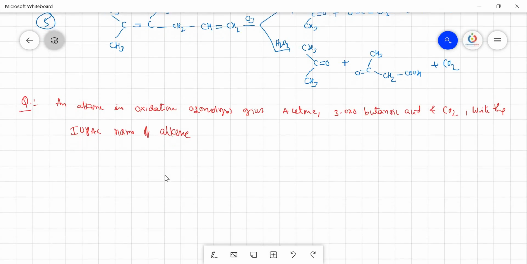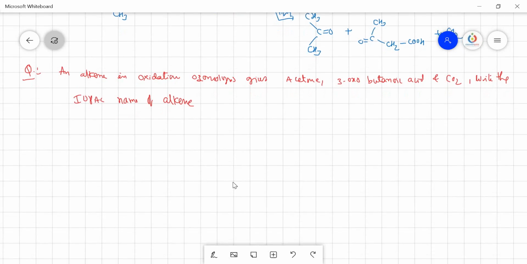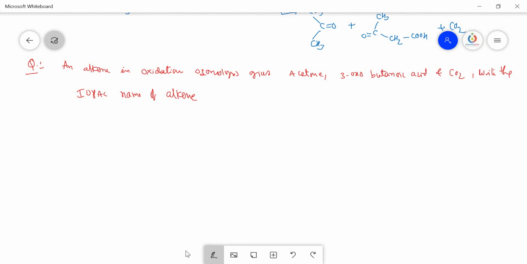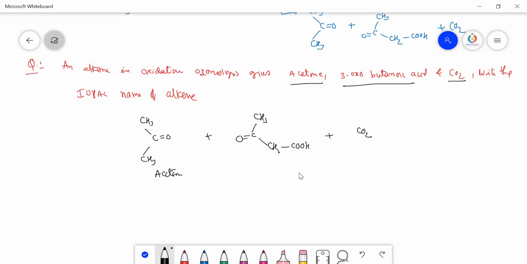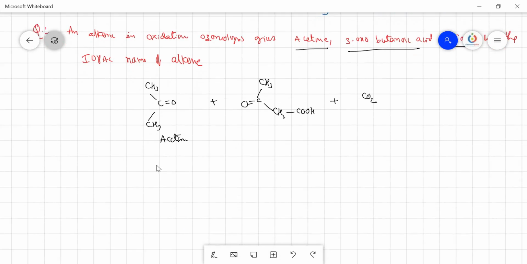So here we get one or two products. We need some more information, but with the help of this, let's try to see how to develop the alkene molecule. First of all, they said acetone. So write down the acetone molecule. CH3, C double bond O, CH3 is acetone. Plus, next one is CH3, C double bond O, CH2, COOH. Plus, next one is carbon dioxide.